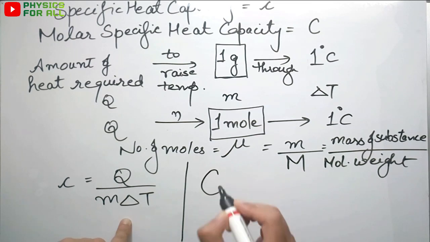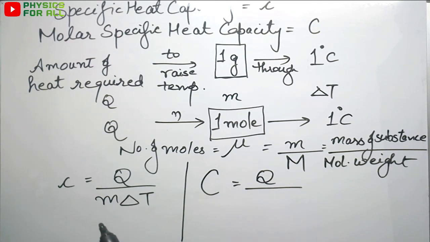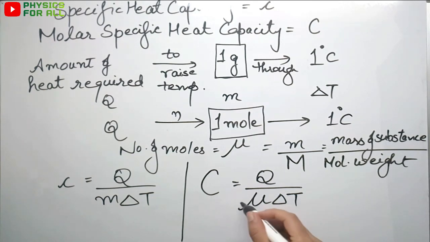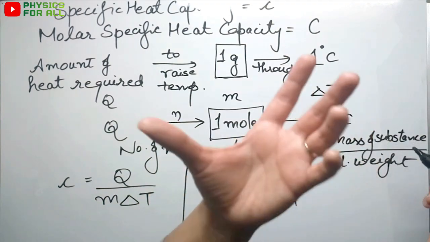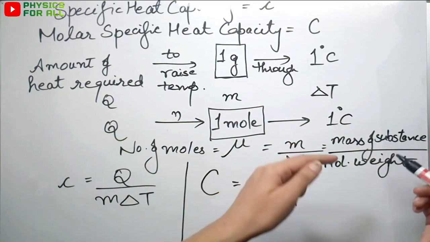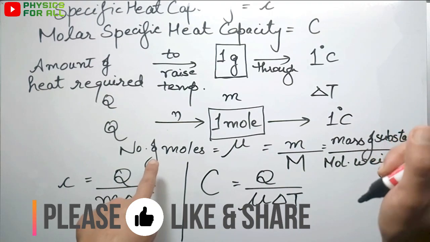And this molar specific heat capacity goes as the amount of heat required to raise the temperature of 1 mole of substance through 1 degree Celsius. So the only difference is in the quantity of substance that we are taking. Here we are considering just 1 gram of substance, and here we are considering 1 mole of substance. And how do we get the number of moles? Number of moles is given by mass of substance, whatever quantity of substance you already have, divided by molecular weight. That gives us the number of moles. Then we find for 1 mole.